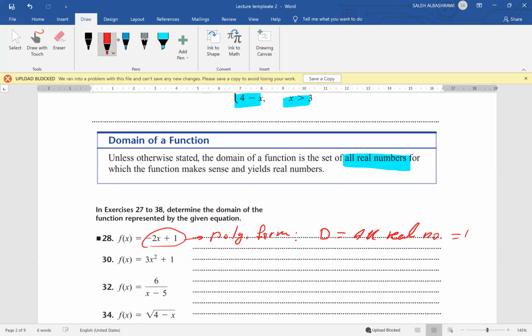It is R, capital R in this notation, or I can say from minus infinity to plus infinity. The domain for this function will be from minus infinity to plus infinity, or I can say it is just all real numbers. For the second function, f of x equal to 3x squared plus 1, again, this is a polynomial form or polynomial function.